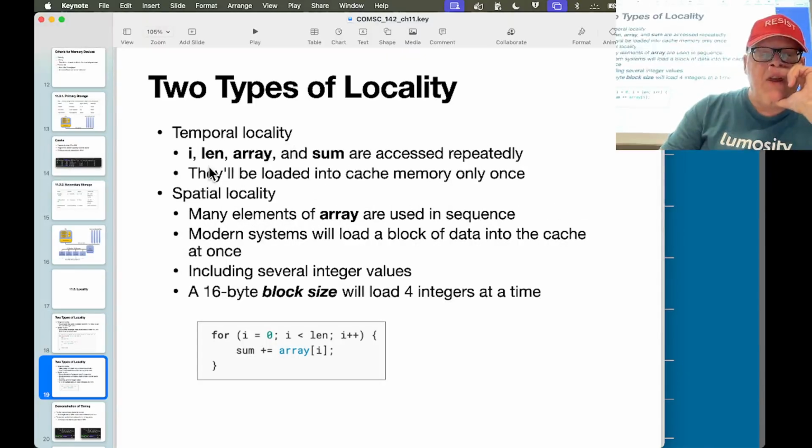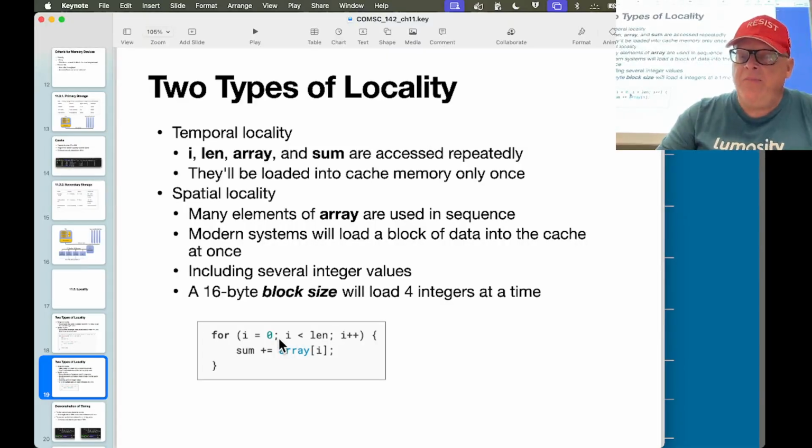So in temporal locality, for a program like this, where I have a loop going from i equals 0 to length and adding to sum with various arrays as it counts through the arrays, I keep on using i, length, and array over and over and over, and sum for that matter. So those are temporal locality. They're used over and over in instructions, just a few machine language instructions apart. So they're accessed repeatedly, so they should be loaded into cache memory, or indeed registers, to make them fast.